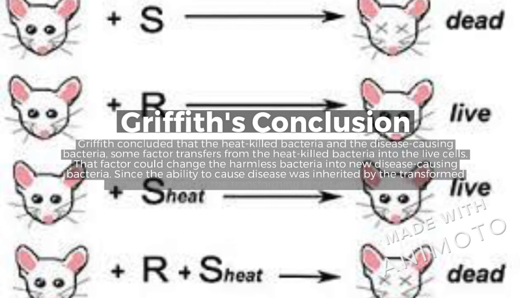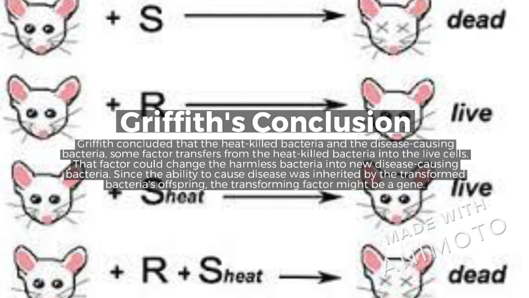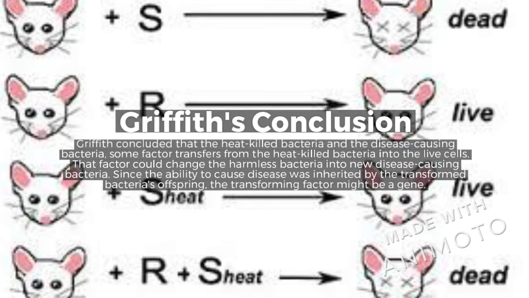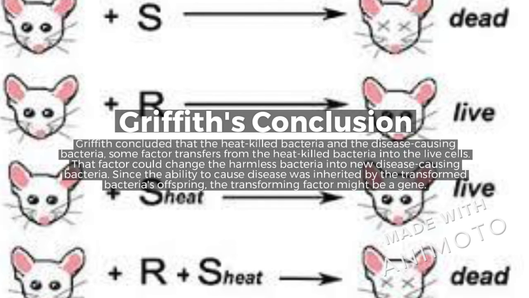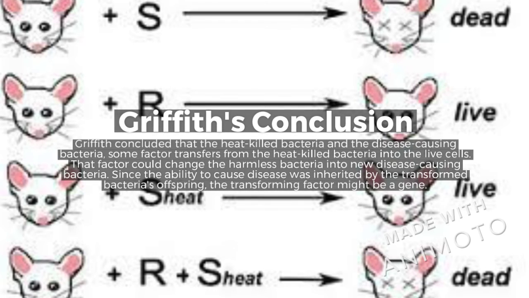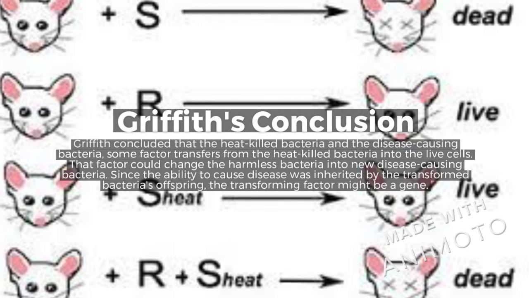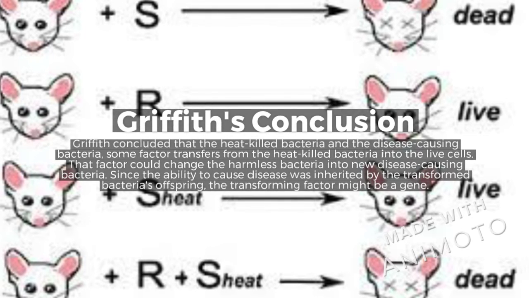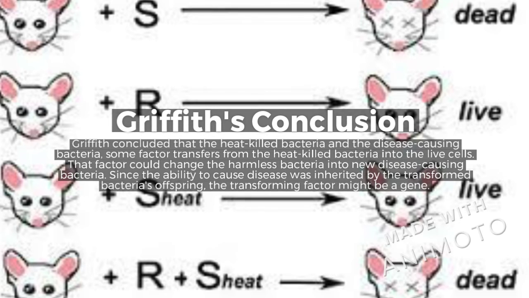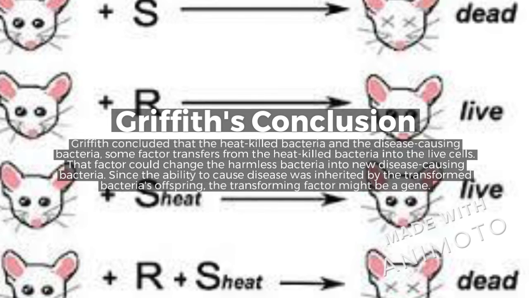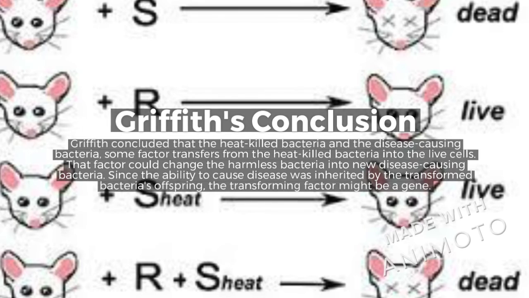Griffith's conclusion. Griffith concluded that between the heat-killed bacteria and the disease-causing bacteria, some factor transfers from the heat-killed into the live cells. That factor could change a harmless bacteria into new disease-causing bacteria. Since the ability to cause disease was inherited by the transformed bacteria's offspring, the transforming factor might be a gene.